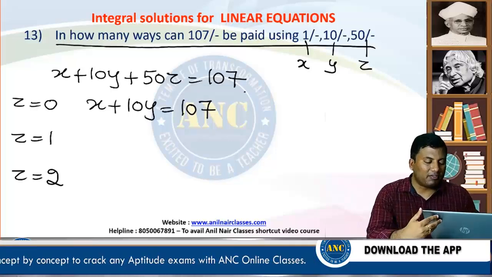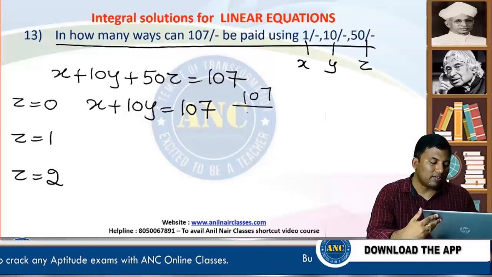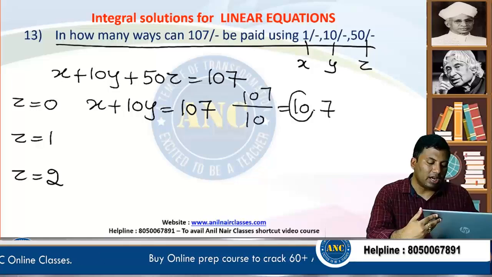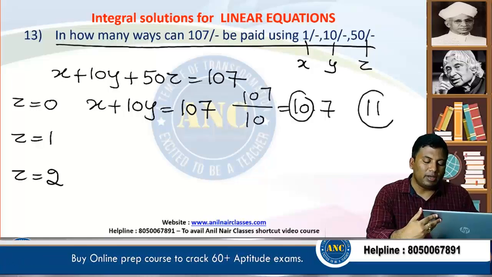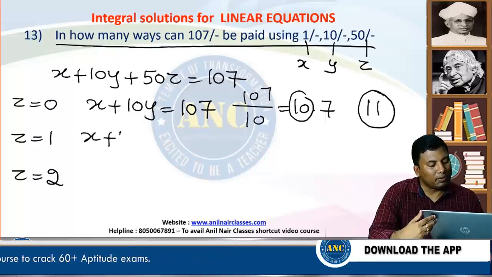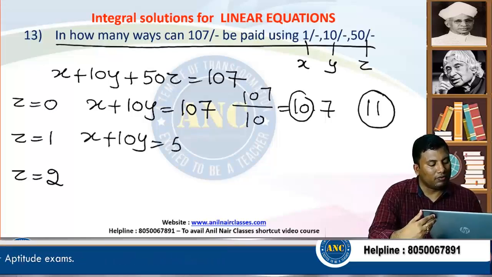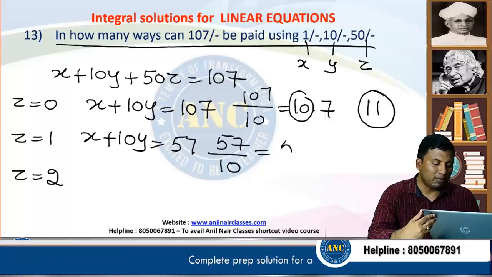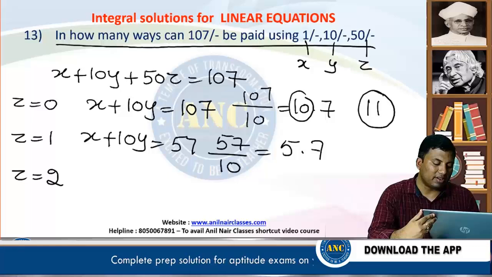1 is a factor of 107. So 107 by 10, which is nothing but 10.7. 10 is positive, 11 will be non-negative. I hope it is clear. Z is 1. X plus 10Y equivalent to 57. So 57 by 10, which is nothing but 5.7. 5 will be positive, 6 will be non-negative.